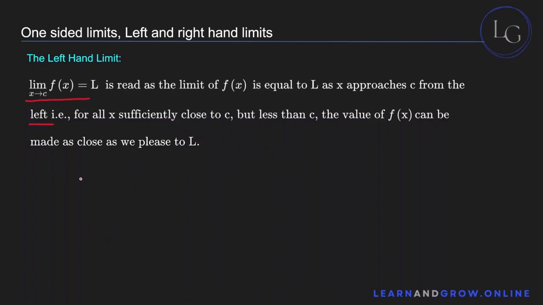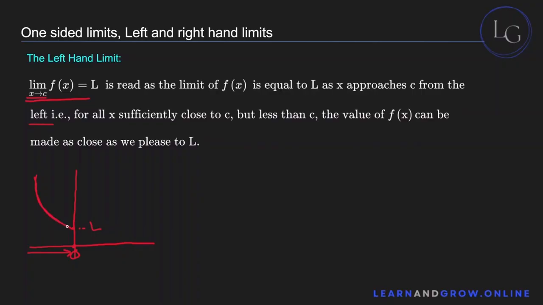So basically, here's an example of how you see a left-handed limit. If you have a graph that's, say, something like this, and at x equal to 0 it is equal to, say, L, because that's here, and c over here is equal to 0. So as x approaches 0 from the left-hand side, it approaches L.